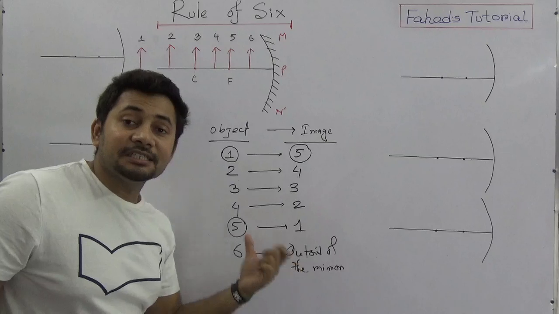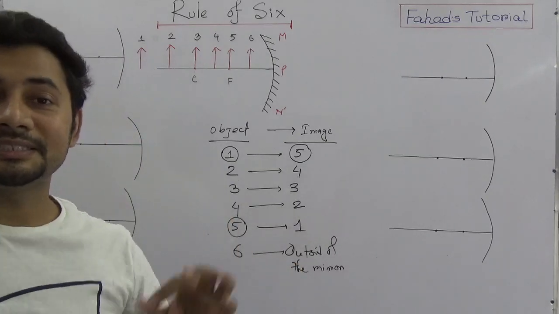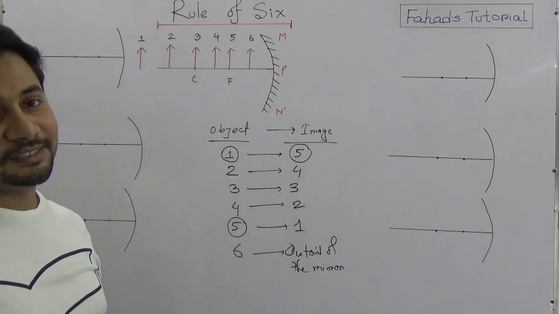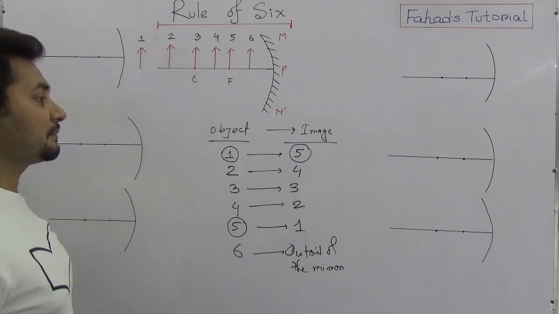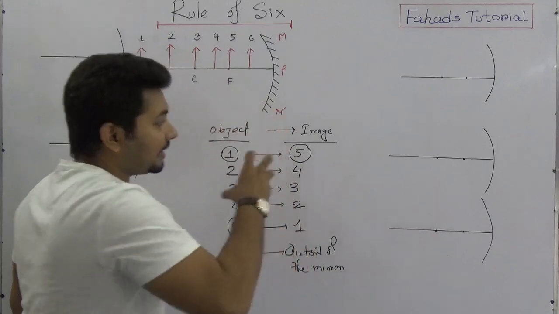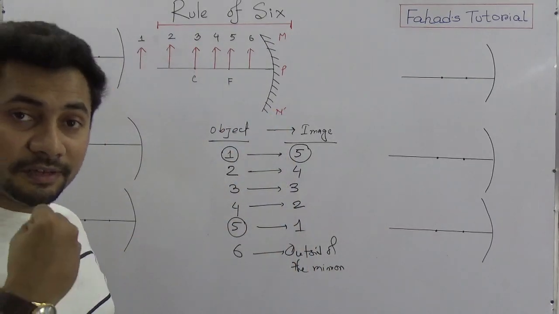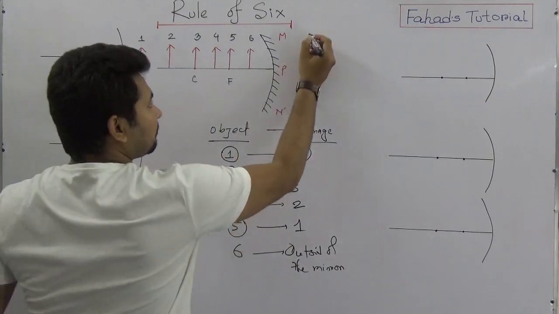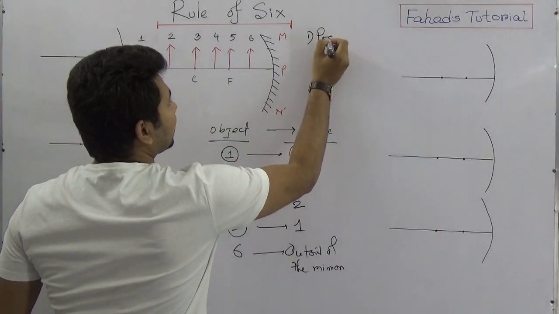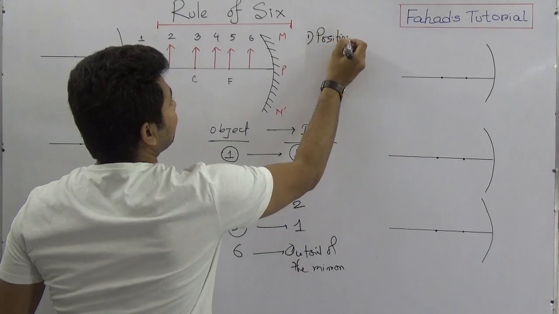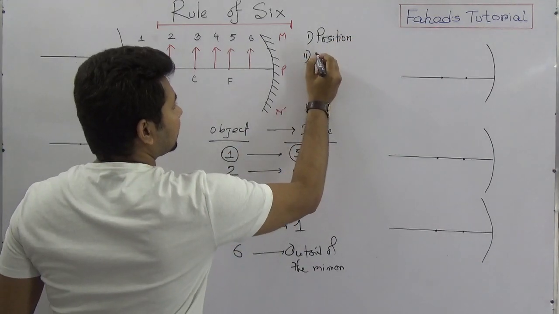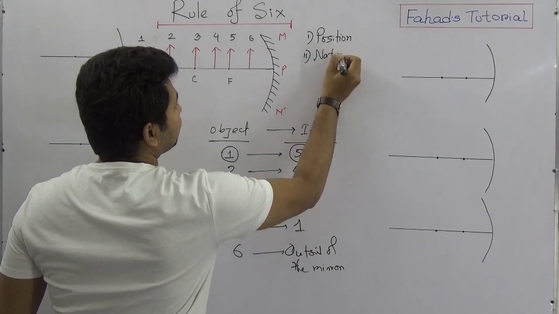That means the summation of all these positions would be 6, and therefore it's known as the rule of 6. One more thing. When we are explaining the description of an image, we need to think about 3 categories. Number 1, we need to say where the position of the image is. Number 2, the nature of the image.